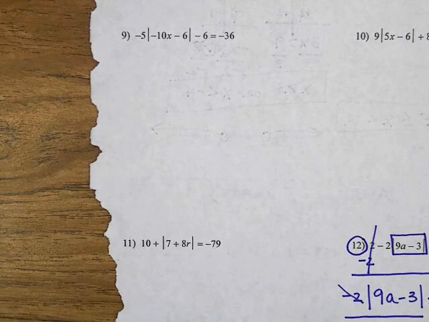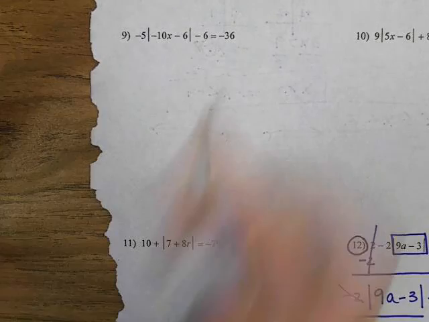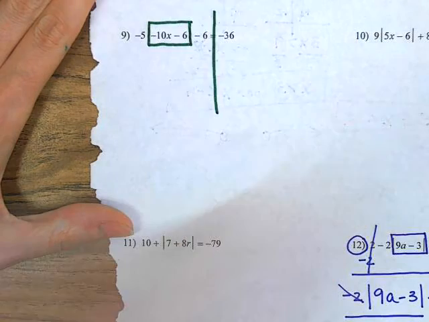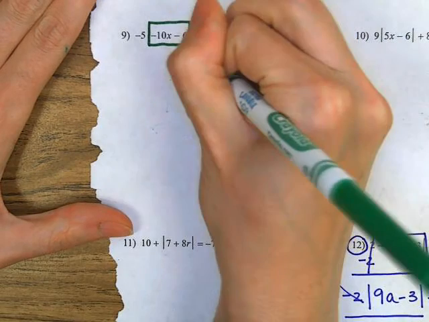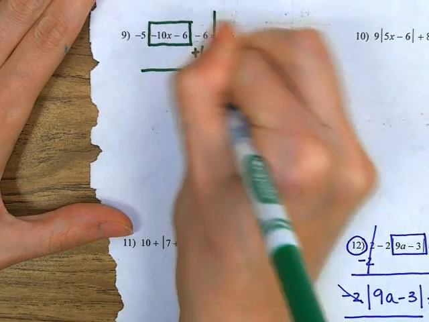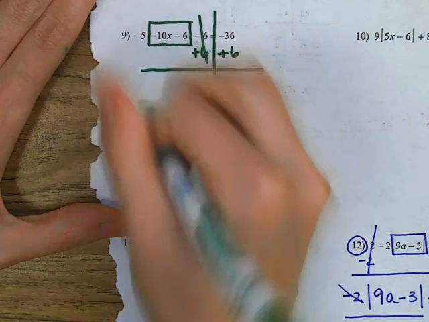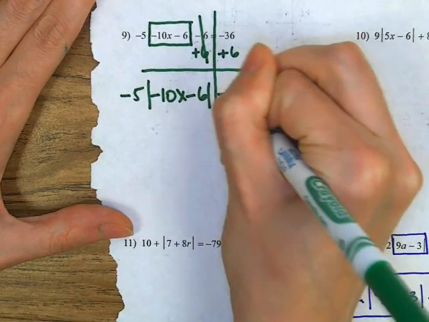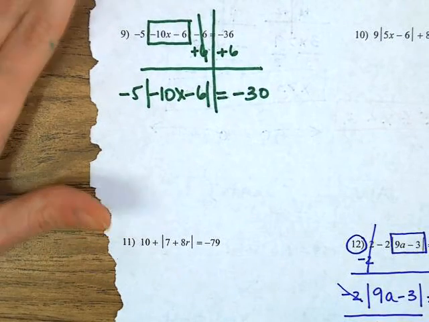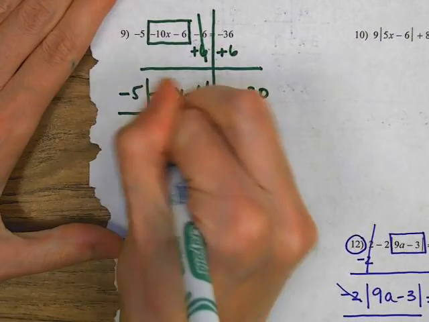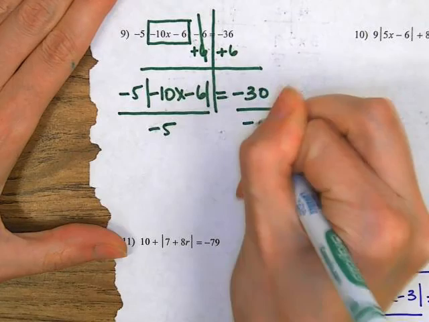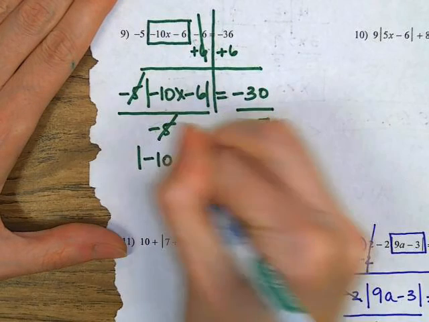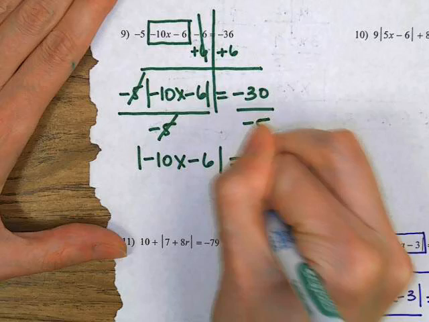So number 9, it says solve absolute value. We are going to isolate first. So maybe you guys want to pause and try this one yourself. If we're going to isolate, we need to add 6 to both sides first. Get them to cancel. And we have negative 5 absolute value of negative 10x minus 6 equals negative 30. And we're not isolated yet. We got to divide by negative 5 to fully isolate. And now we're left with absolute value of negative 10x minus 6 equals positive 6.